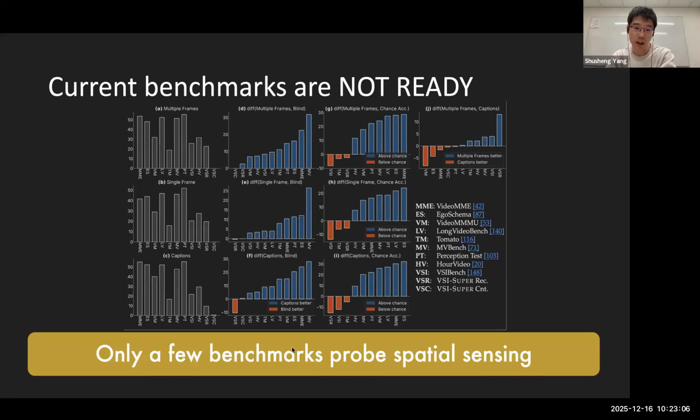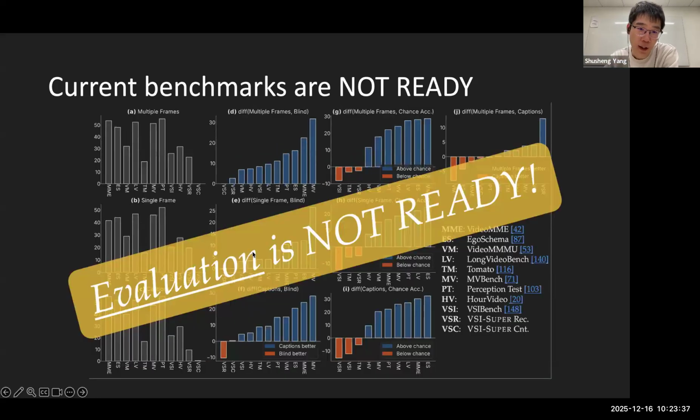We also found that only a few benchmarks probe spatial sensing. Currently, VideoMME, EgoSchema, VideoMMMU, LongVideoBench, TOMATO, WorldSense, and also Perception Test, these 7 benchmarks almost all focus on semantic understanding, and only our VideoMMMU-style spatial benchmarks, like VSI-Bench, can be used to probe spatial sensing. So we found that the evaluation is not ready for benchmarking supersensing. We have to build the evaluation first.